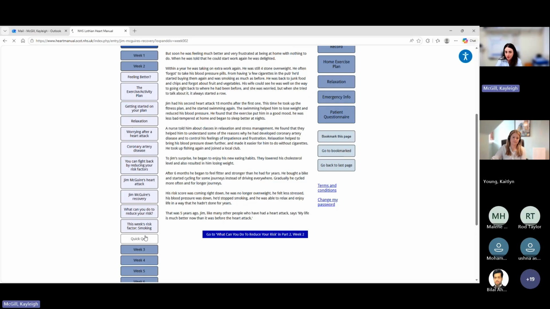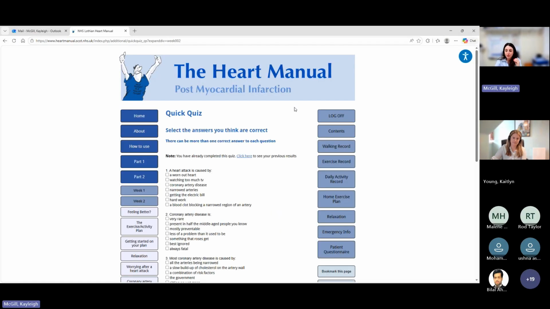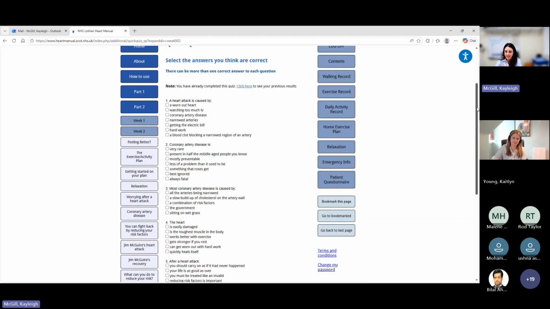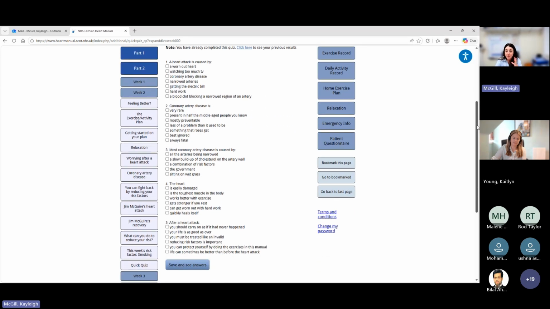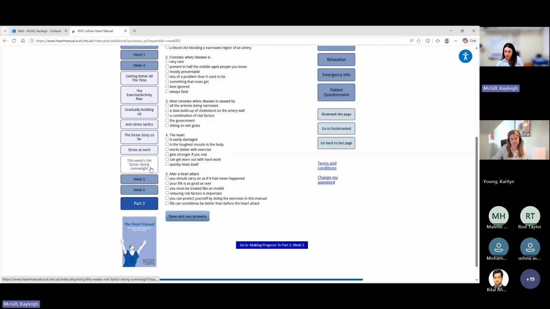And then you'll see at the end of week 2, there's also a little quiz, which is a nice way to address common misconceptions and really test their knowledge so far. They can complete this as many times as they want. They can save, they can check their answers, and just really see how their knowledge is progressing. Weeks 3 and 4 have some really similar components, where the key focus within both of these weeks is stress and stress management. And you'll see within week 3, the risk factor focused on is diet, and in week 4 it is being overweight.